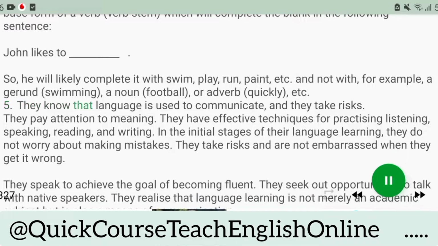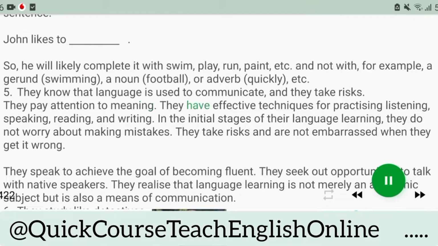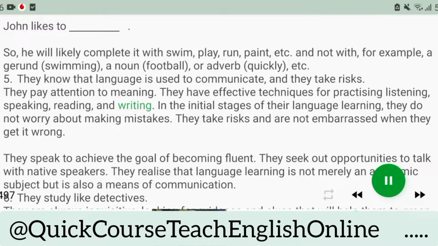5. They know that language is used to communicate, and they take risks. They pay attention to meaning. They have effective techniques for practicing listening, speaking, reading, and writing.